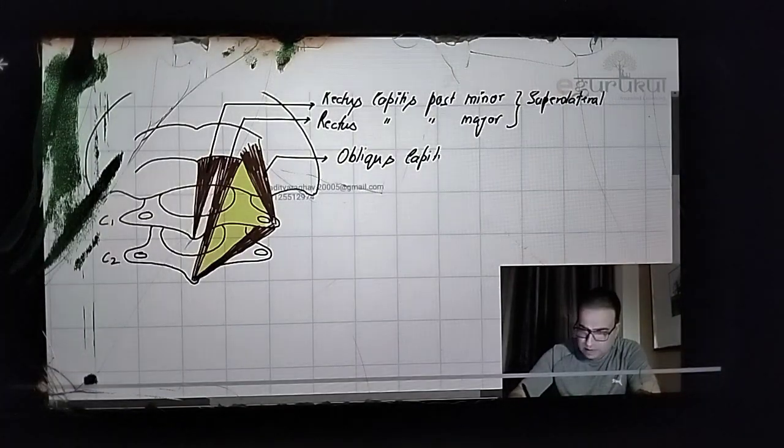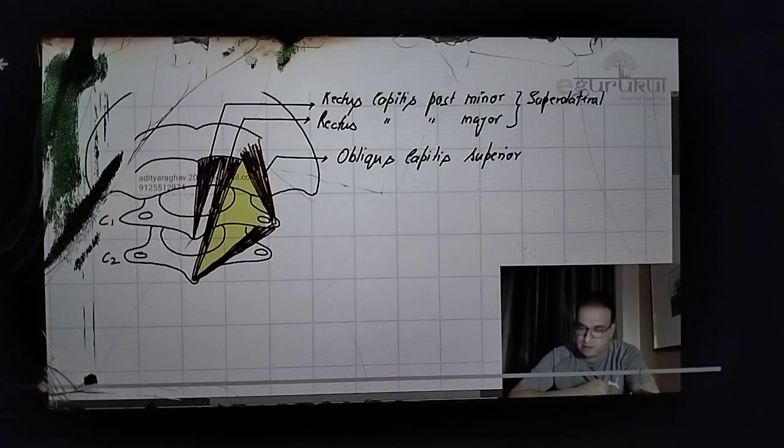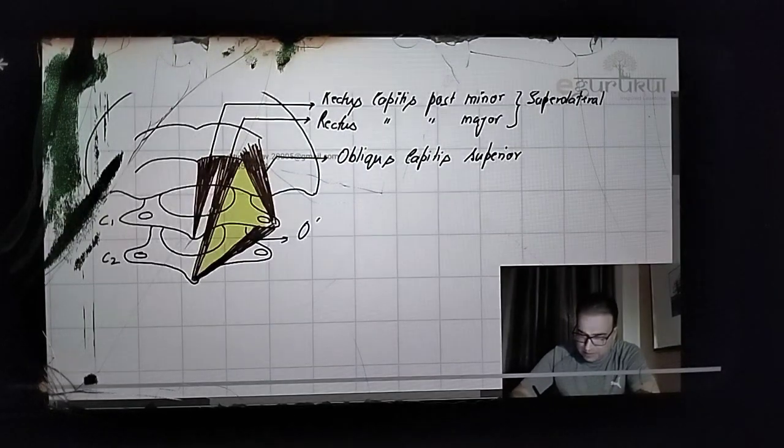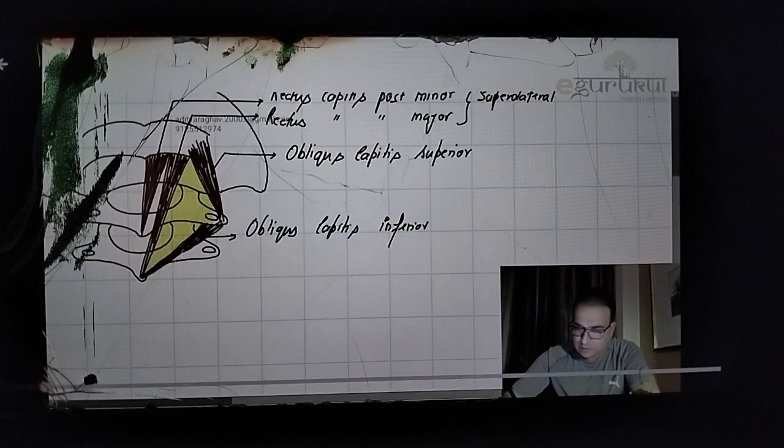Obliquus capitis superior, again. There are two of them. This is obliquus capitis superior, and if I label this also along with that, this is obliquus capitis inferior. So what boundaries are they forming? Obliquus capitis superior, as you can say, is forming the superior boundary.